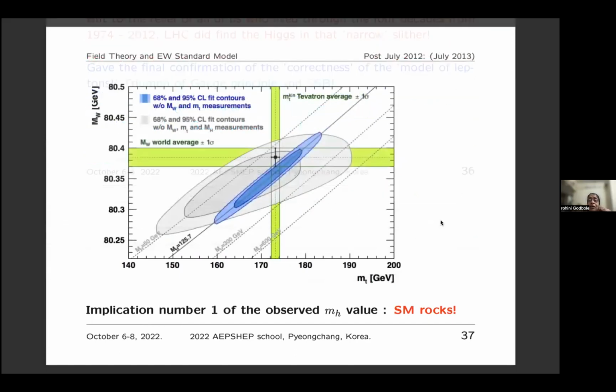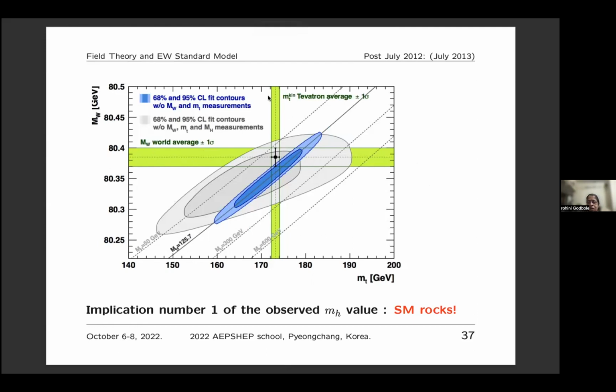So this was a very famous plot which you would have been seeing again and again. This was a plot post-July 2012. I think this was very soon after that. And there is this MTOP measurement from Tevatron, and this is the MW measurement. And the MW measurement world average was this green band. This MTOP measurement was the only kinematic measurement at that point.